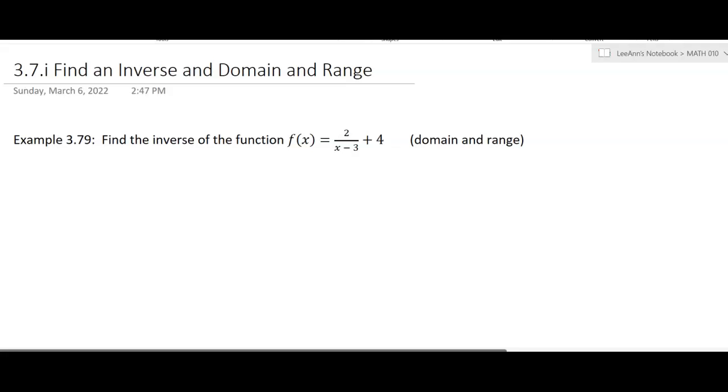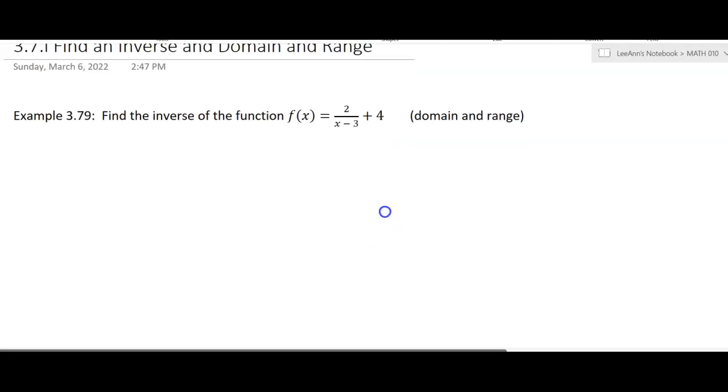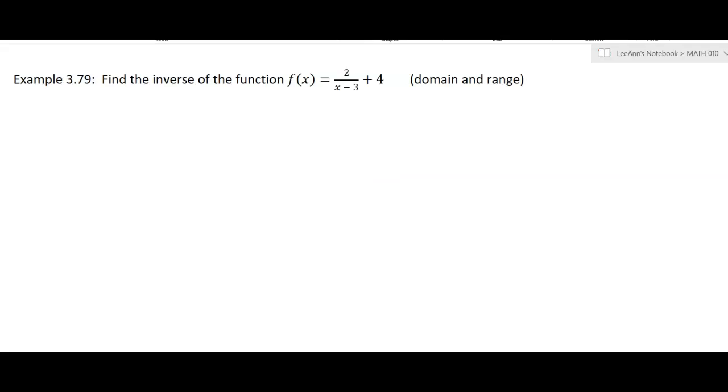Okay, so we're going to find the inverse of the function, and they don't talk about the domain and range in the book, but I wanted to talk about it so it doesn't throw you. But first we're going to find the inverse. I just put this here to remind me to talk about domain and range.